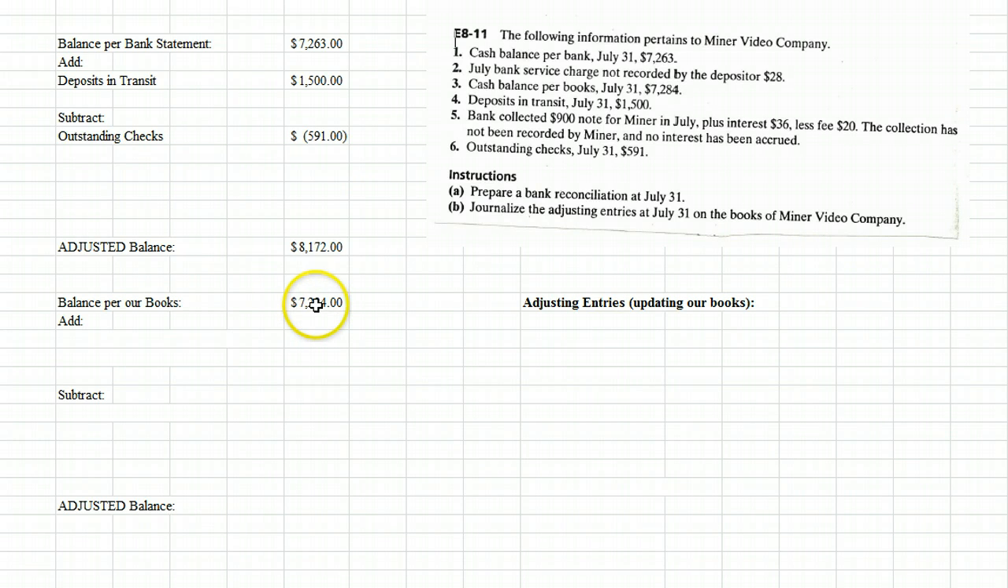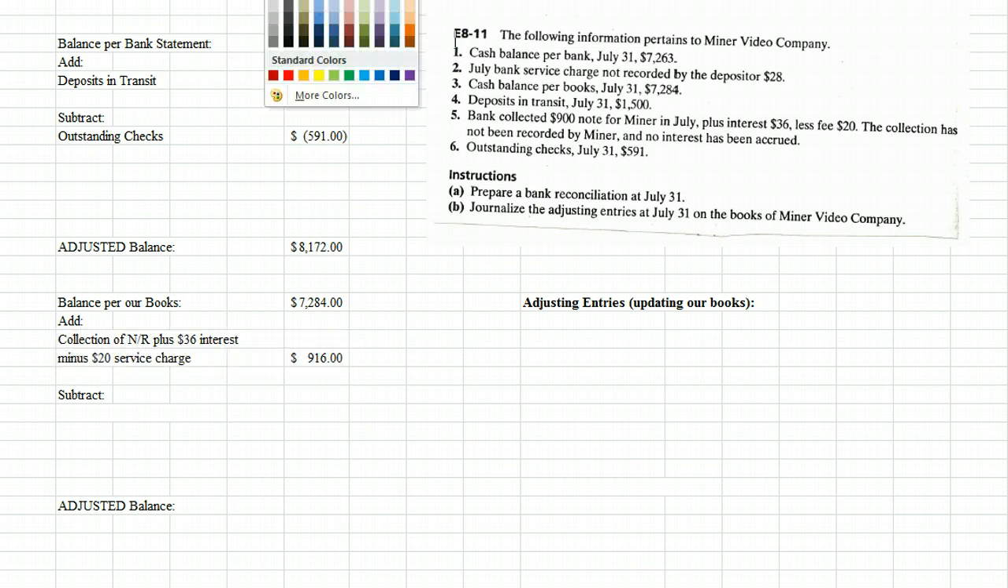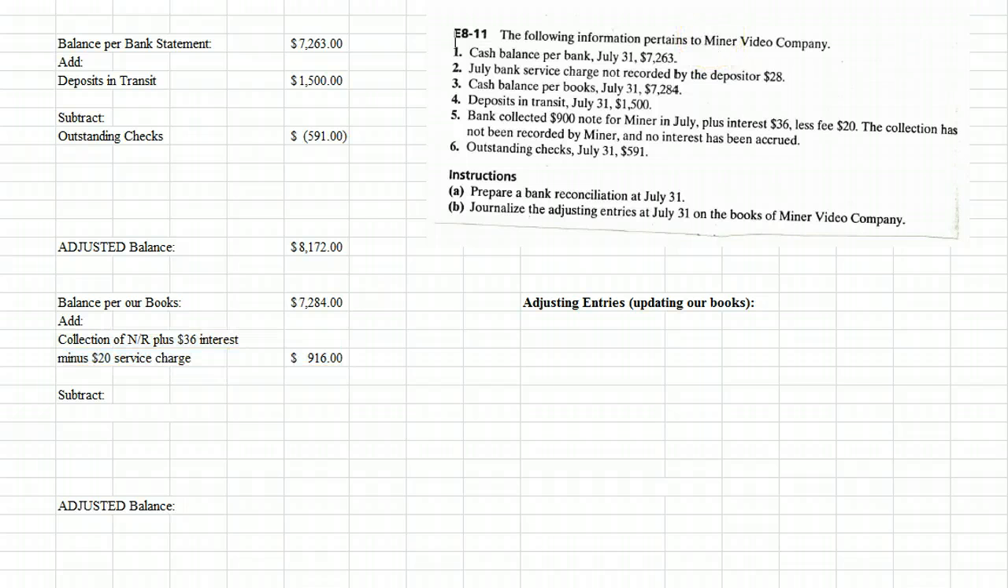So the balance per our books is 9284. It tells us in the facts. And then this only happens in accounting class. Somebody owed us $900 plus $36 worth of interest. The bank went out and collected that note for us and put that money right into our bank account. This is in every accounting class. Every accounting book has this fact situation. It really doesn't happen in real life. But what's happened is we now have an extra $916 in our bank account.